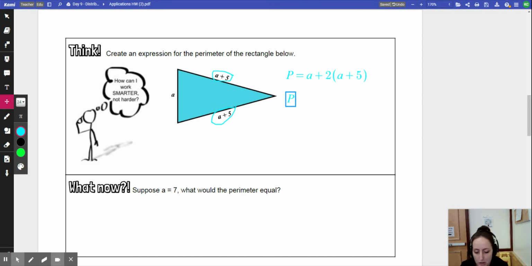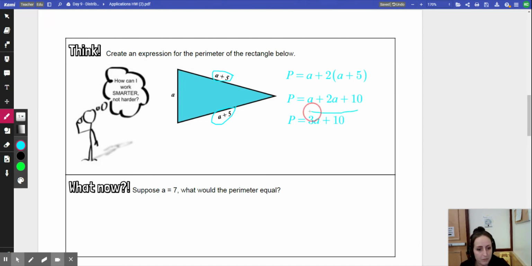So we end up with the perimeter equaling A, from above, we just brought it down, plus 2A, because 2 times A is 2A, plus 10, which came from 2 times 5. And simplifying even further, we get the perimeter equal to A plus 2A is 3A, and bring down your plus 10. So now we have our expression for our perimeter.